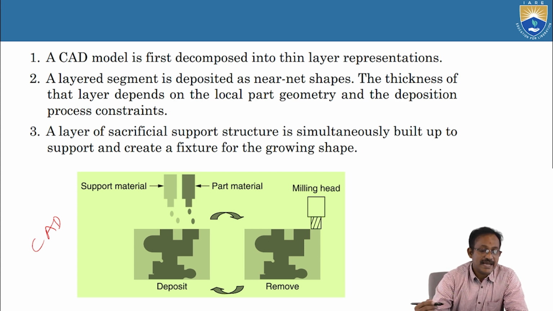A layered segment is deposited as near net shapes. The thickness of that layer depends on the local part geometry and the deposition process constraints. Third, a layer of sacrificial support structure is simultaneously built up to support and create a fixture for the growing shape. So already we have discussed that when it is overhanging, we have to give some support.